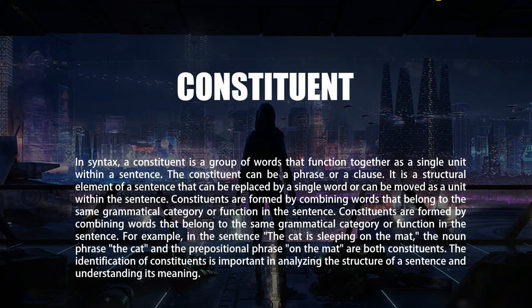Constituents are formed by combining words that belong to the same grammatical category or function in the sentence. For example, in the sentence, the cat is sleeping on the mat, the noun phrase, the cat, and the prepositional phrase, on the mat, are both constituents. The identification of constituents is important in analyzing the structure of a sentence and understanding its meaning.